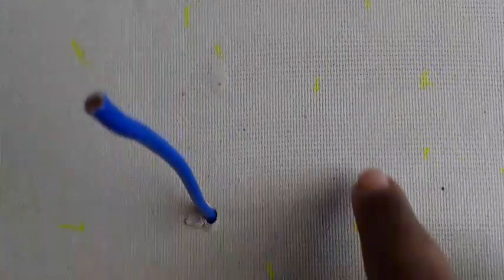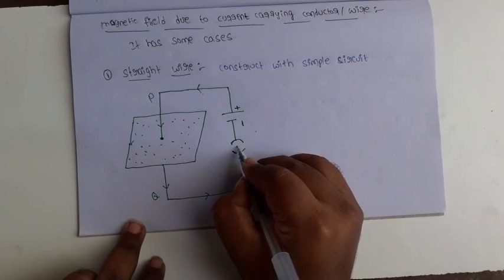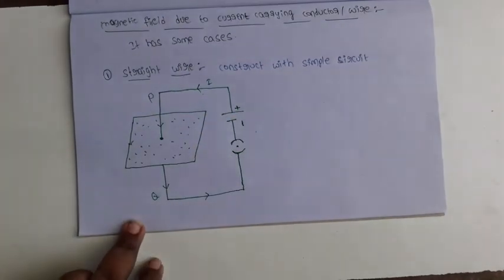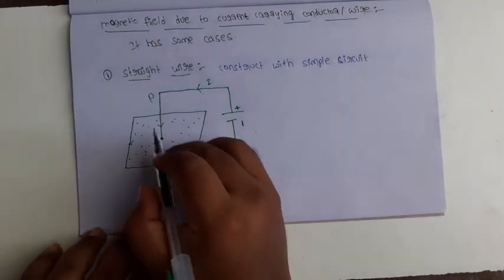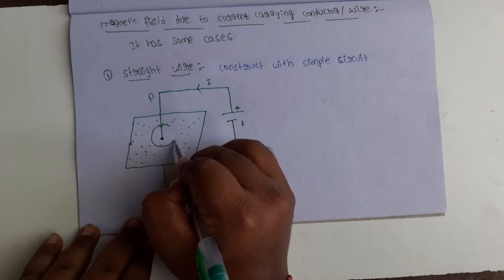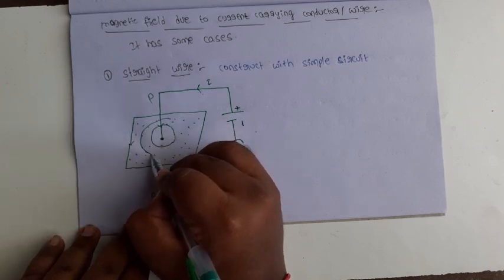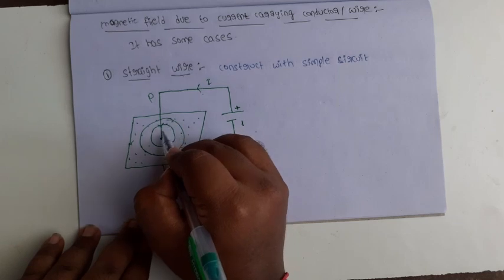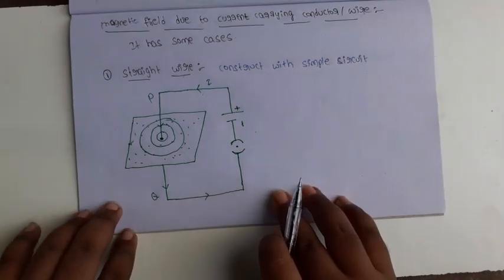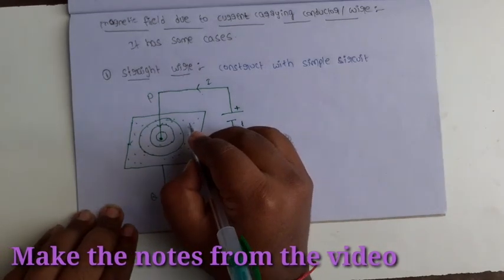After spreading the iron powder on the cardboard, when you close this circuit, what happens? Some current I flows in the conductor PQ. So due to that current, the iron powder will align in the form of concentric circles. What about the magnetic field direction? Find the magnetic field direction with the help of a compass needle.